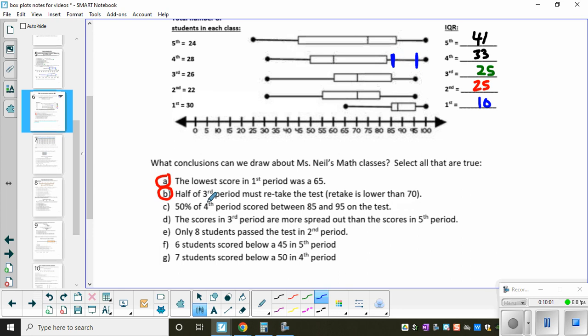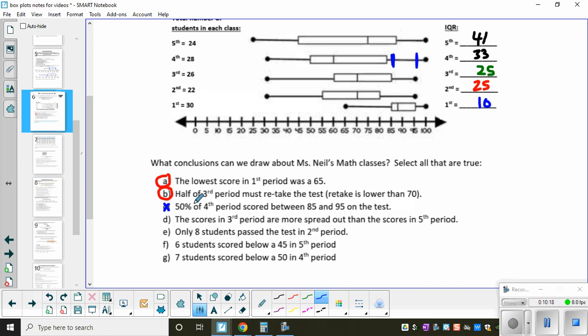So for fourth period, that actually isn't anything on my box plot right there. And if anything, 25% falls in this category from here to here. So there's no way 50% is in there. So this is definitely not a true statement.